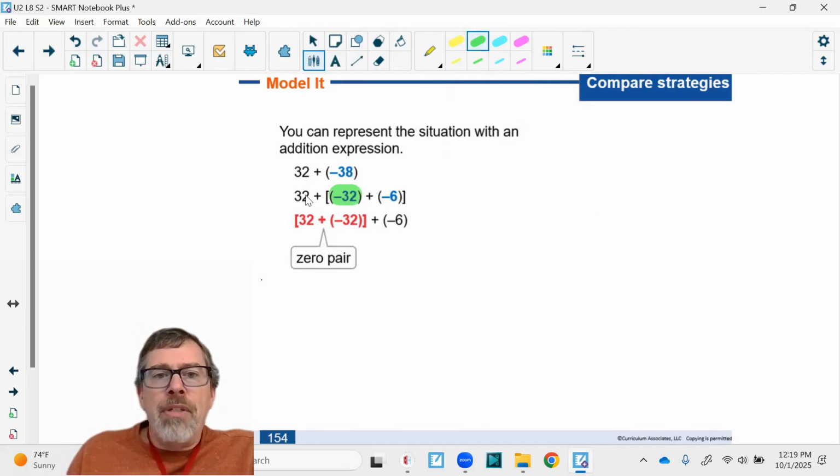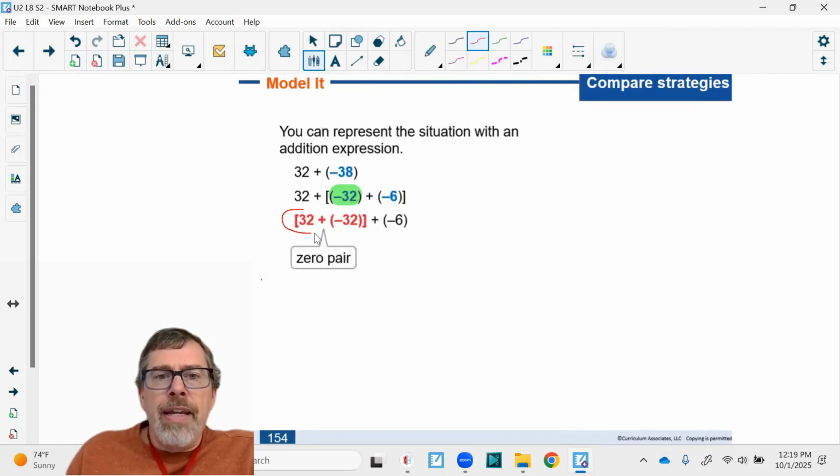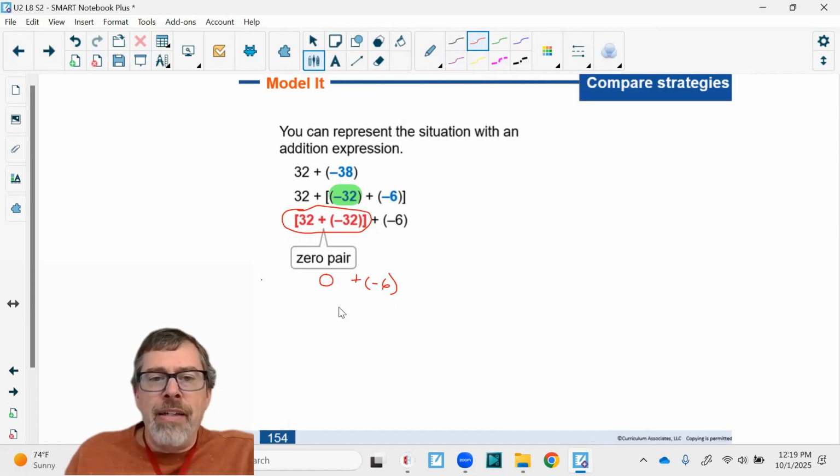But then what happens is we have 32 degrees and a negative 32 degrees that offset each other. They're called 0 pairs, which means they add up to 0. And then so that's 0 plus a negative 6. So to finish this off, anything added to 0 is itself, because 0 is the additive identity, and we get the answer to be negative 6 degrees Fahrenheit.